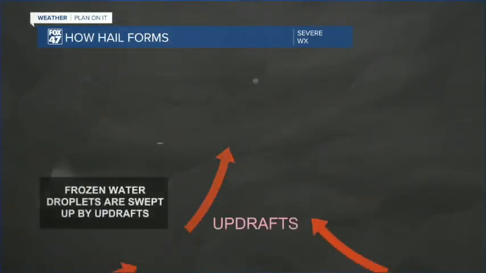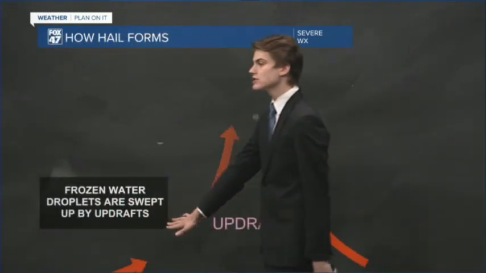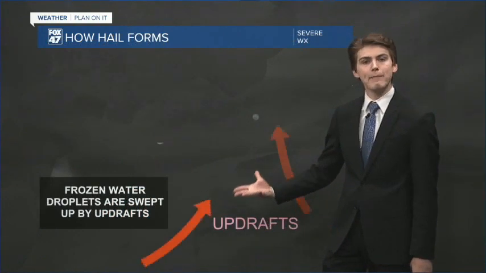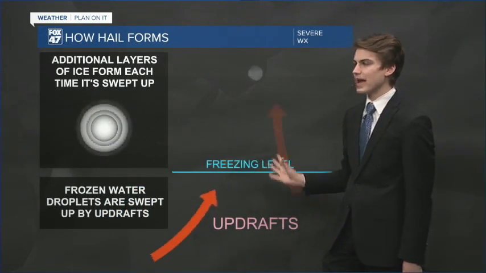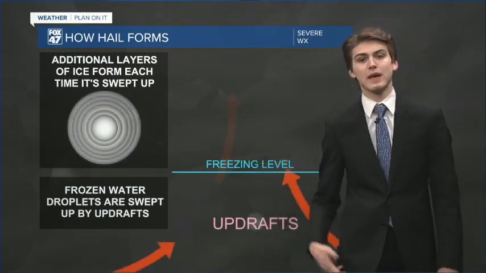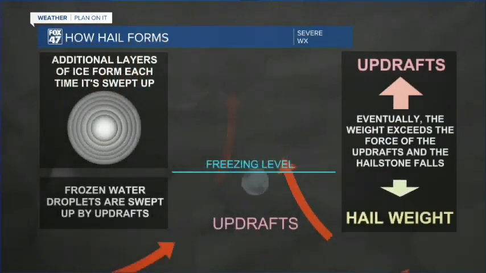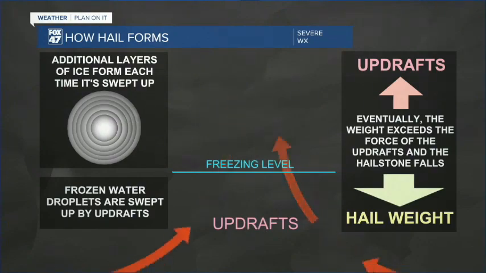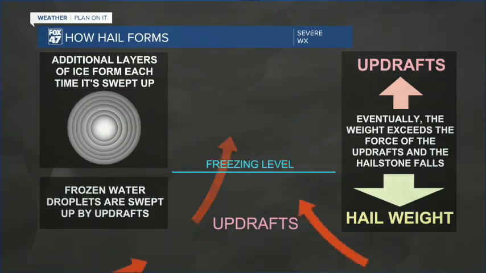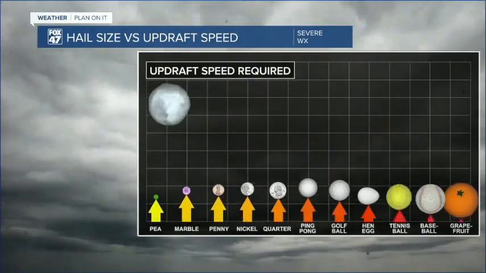Now, another important impact that might happen in thunderstorms are hail sizes. How hail forms is we have frozen water droplets that are swept up by updrafts, and additional layers of ice form as they again go up in the updrafts past that freezing level. Eventually the weight exceeds the force of the updraft, and then the hailstones begin to fall. So the larger the hail size, the larger the updraft speed.